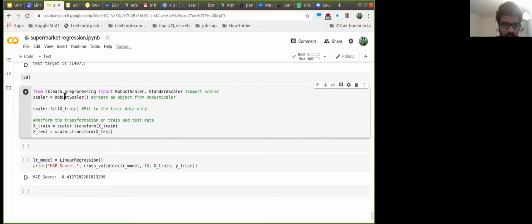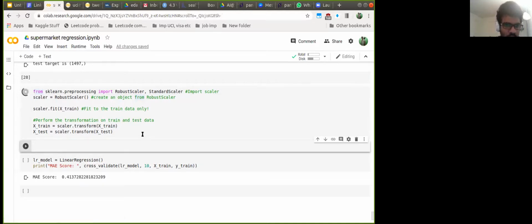What I've done here again is use scaling now. It's basically robust scaling, which is a variation of min-max scaling that we had covered in the PPT. So that's what we are going to use.